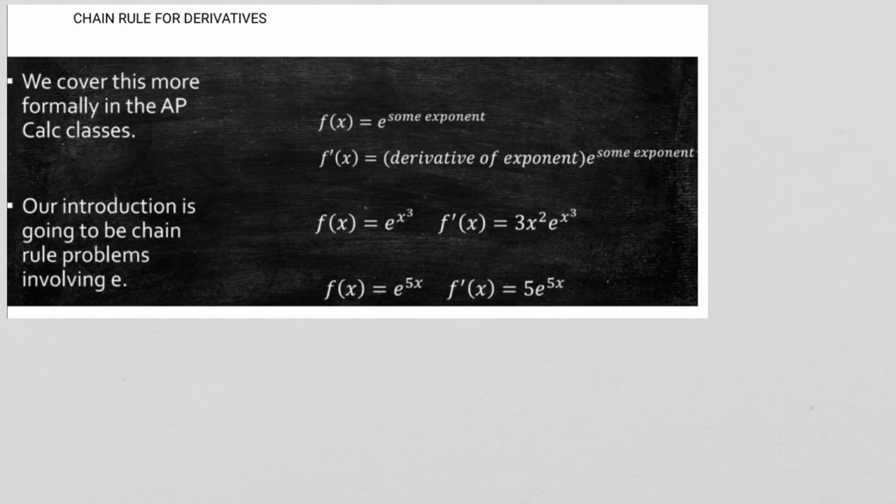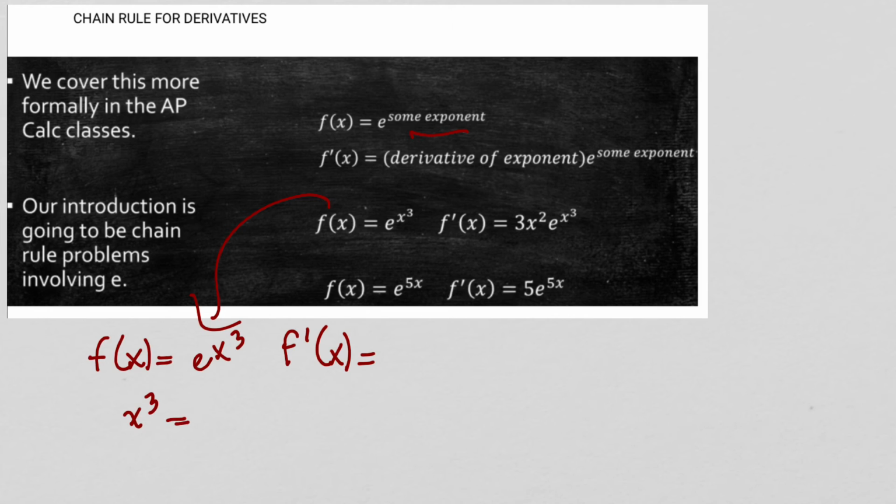So if I have e to some exponent here, to get the derivative, I'm doing the derivative of the exponent times e to that same exponent. So let's take a look at this one here. If I have my function as e to the x cubed, the derivative is going to be the derivative of the exponent. So how do I get the derivative of x cubed? Well, I'm going to do my power rule here, 3x to the second. So 3x squared times e to the x cubed.